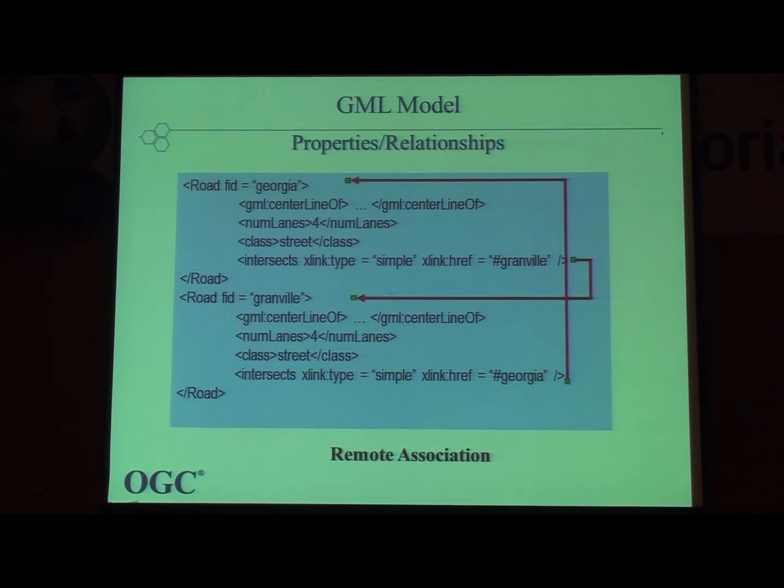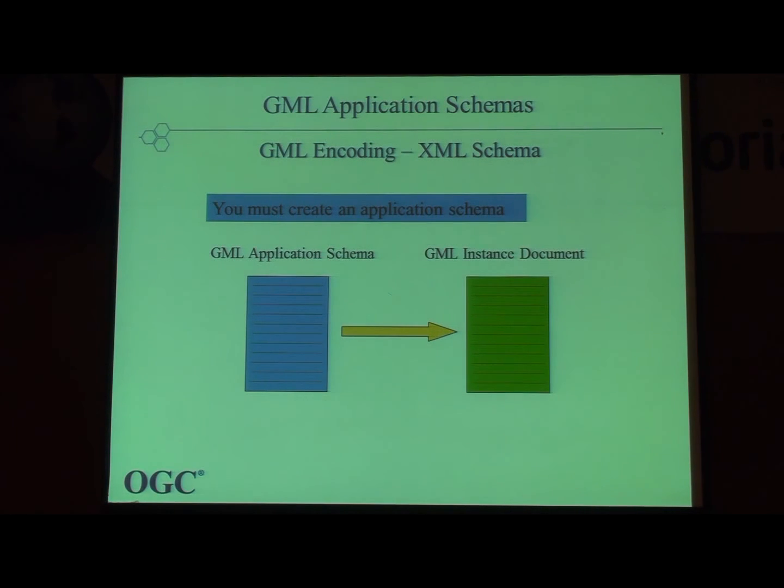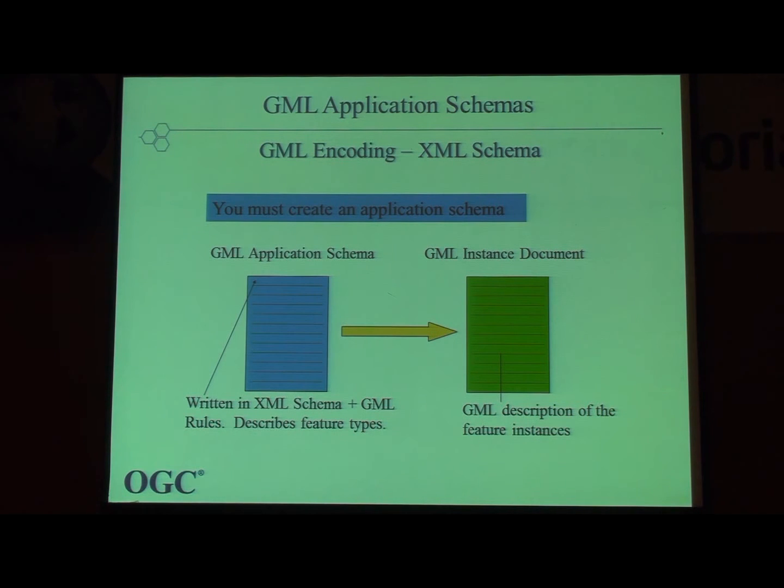Okay, now GML application schemas. Basically, in order to use GML, you've got to create an application schema to represent your application domain. And this is where you define your features so that you can write your data instances against. The GML application schema is written in XML Schema, plus it imports GML and uses the GML model and rules. In the instance, you describe the feature types.